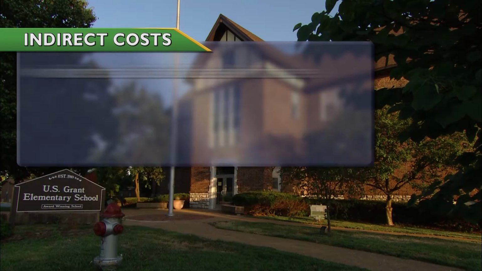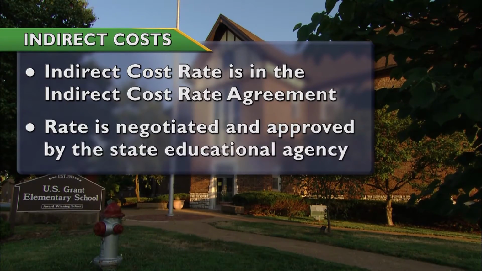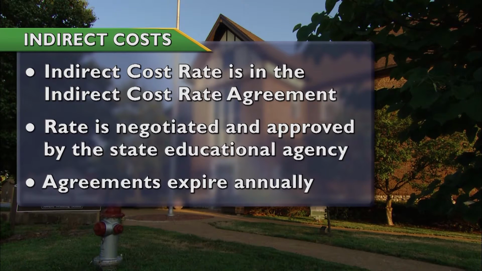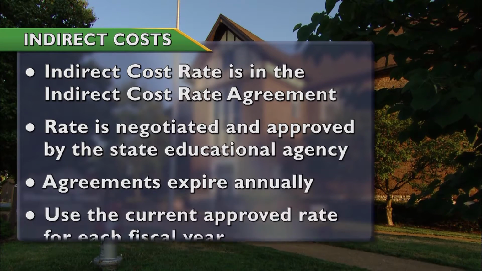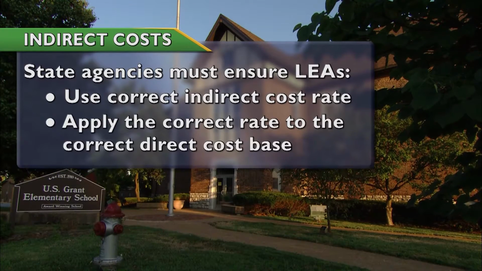In most cases, the indirect cost rate is in the Indirect Cost Rate Agreement, negotiated and approved by the state agency. Indirect cost rate agreements expire annually, and it is imperative that LEAs use the most current approved rate for each fiscal year. State agencies must ensure that LEAs use the correct indirect cost rate and that the correct rate is applied to the correct direct cost base.